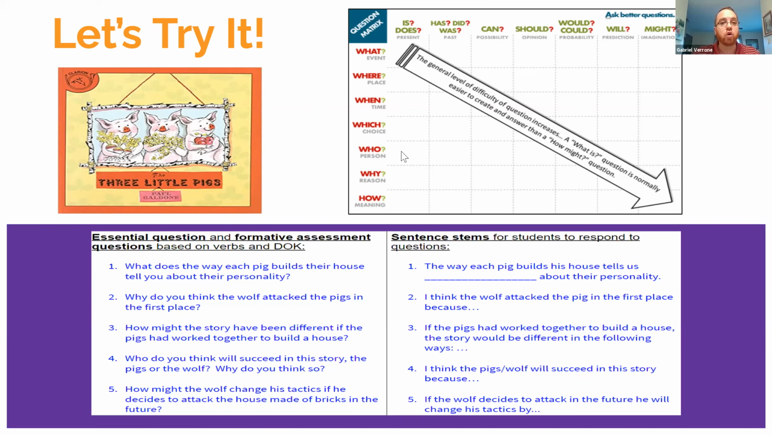So again, this is a relatively easy question, but I've tried to bump it up to DOK 3 by asking a who question, which is a little further down on the y-axis, okay?